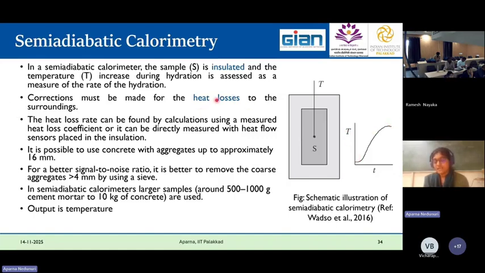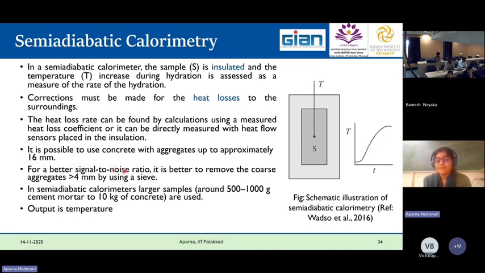The heat loss is then measured by keeping the same system and understanding the heat flow from the sensors. Through this system, we can really measure the heat or the temperature of a sample of relatively higher size. So we can use concretes with an aggregate size of approximately 16 mm.